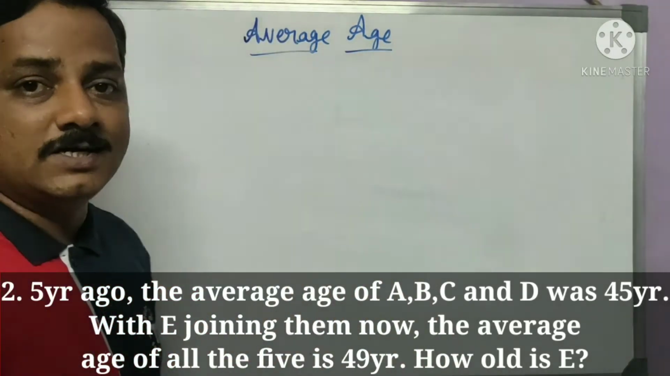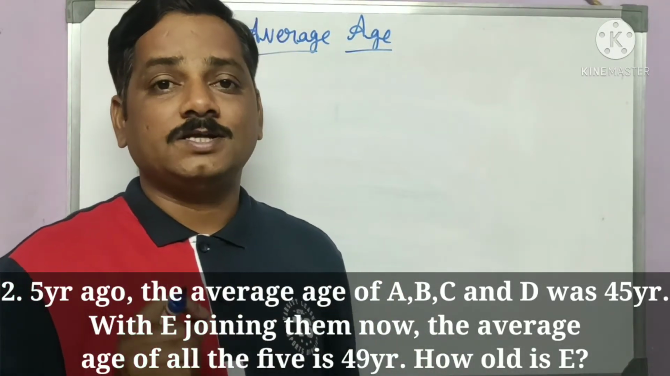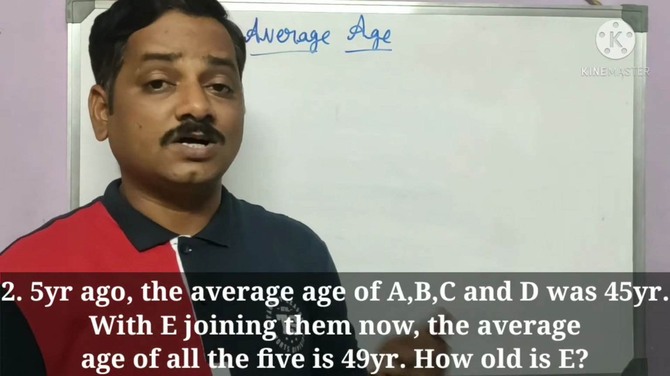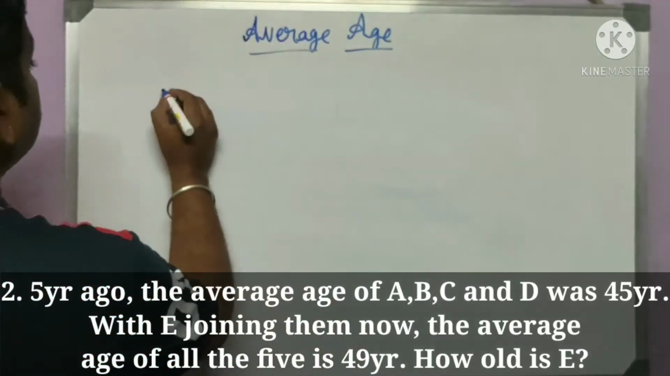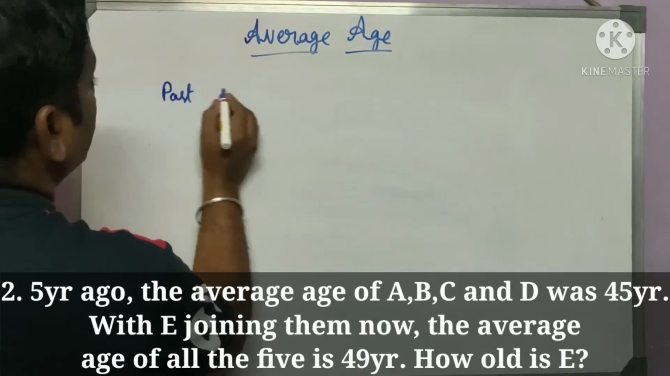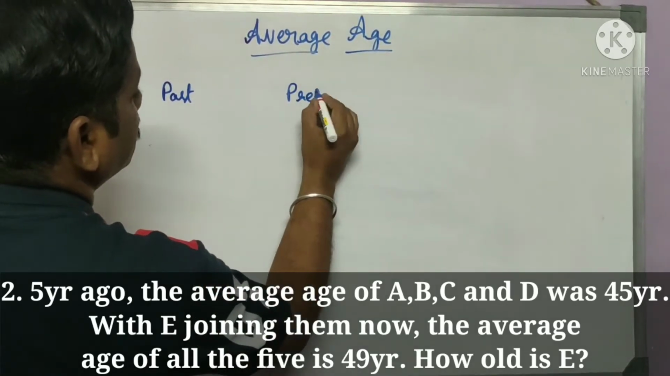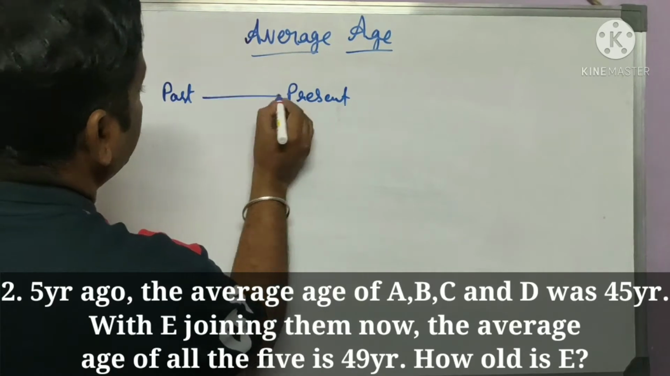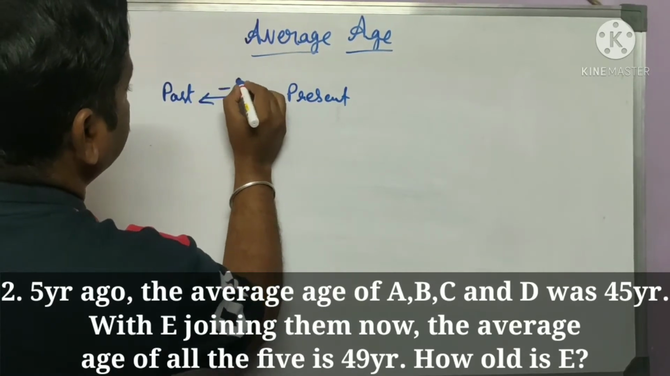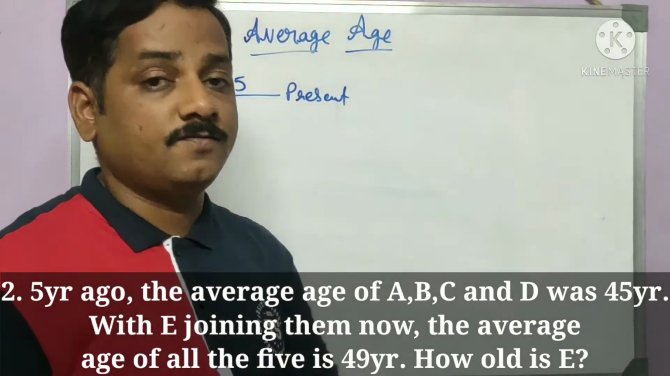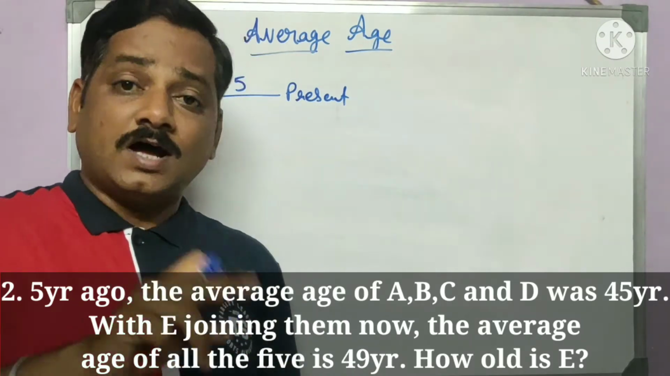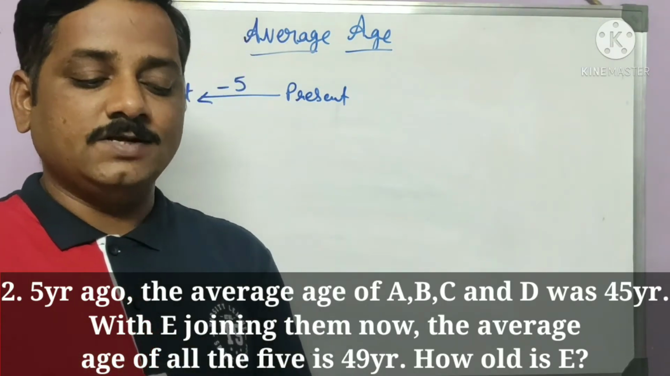But one thing you need to understand: in this question they're talking about the past, because 5 years ago. So first let us write past and present. How many years ago? It is 5 years ago, and it is past, so I'll take it as minus 5. So 5 years ago, the average age of A, B, C, D was 45 years.